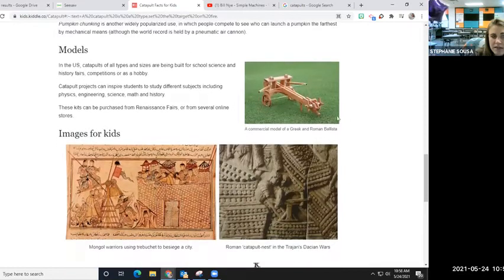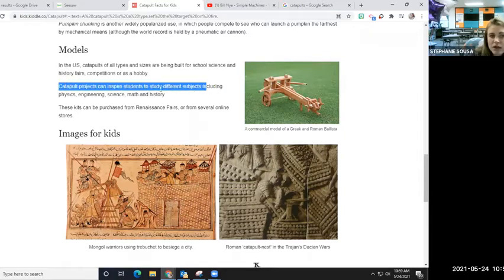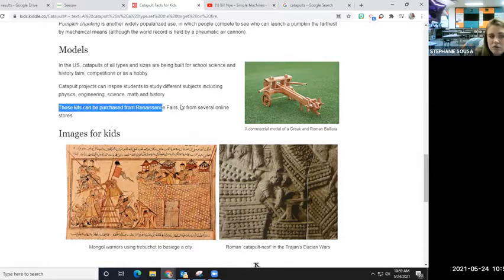Okay, scroll down to where it says models. This is the next part I want to read with you, models. You can use the photographs here for reference. In the US, catapults of all types and sizes are being built for school science and history fairs, competitions, or as a hobby. Catapult projects can inspire students to study different subjects, including physics, engineering, science, math, and history. These kits can be purchased from Renaissance fairs or from several online stores.